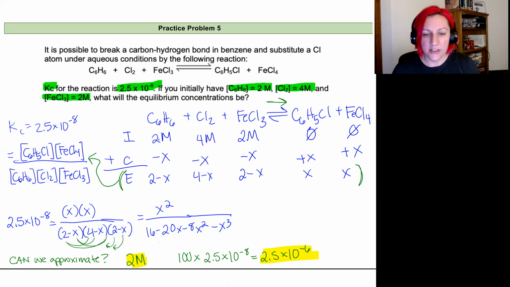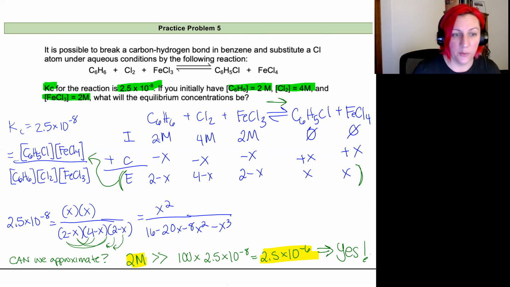0.000025. And so I think it's very safe to say that we can approximate here that any decrease in concentration that we're going to see from our benzene, chlorine, or iron trichloride is going to be so small that with 1 or 2 significant figures, there's no way we could represent that difference. So this is much larger. So I am going to be able to approximate. Yes. So that means I'm going to reevaluate this.